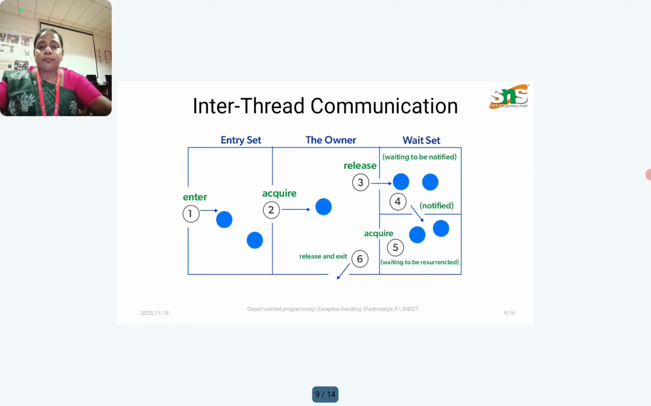And inter-thread communication means that if a particular thread has entered the set, that is enter. That thread can access some other resources, that is acquire, and then release the resources for that thread, that is release. If that resource is not enough for that thread, it is waiting to be notified. Once the notified state is completed, the resource will be accessed by the thread, that is acquire, and release, and exit. This is the inter-thread communication.